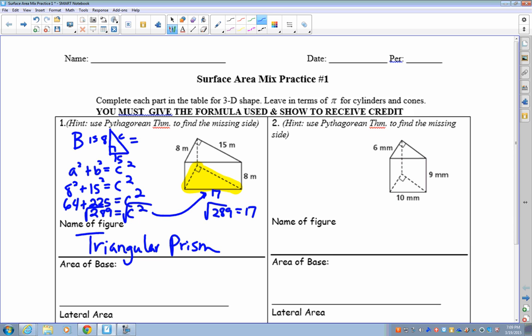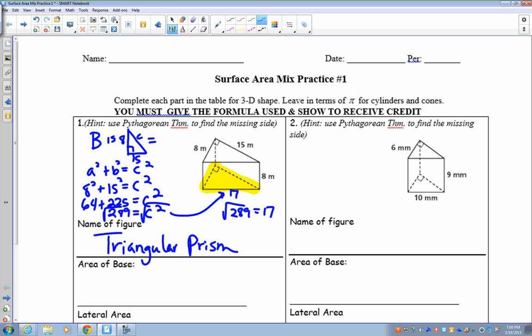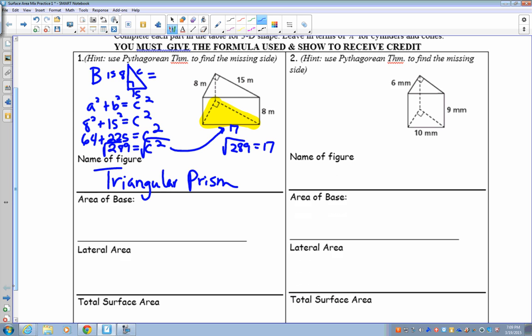Now, to find the area of our base, since we have a triangle, and our triangle was the 8 by 15, I know this is not to scale, we're going to do base times height divided by 2, which is our 8 times our 15 divided by 2, which would give me an area of 60 meters squared.